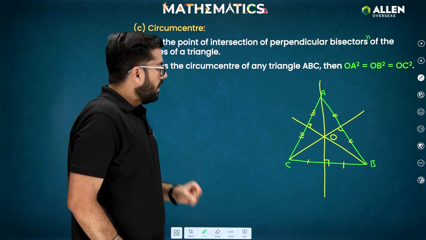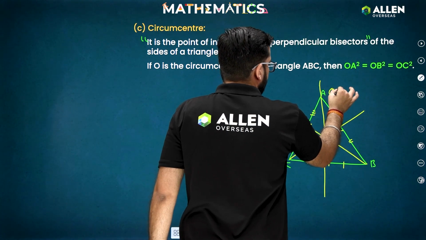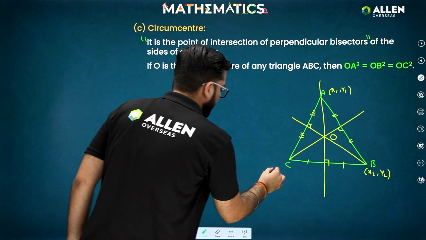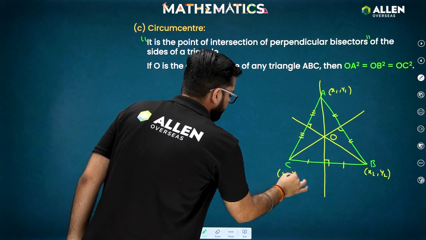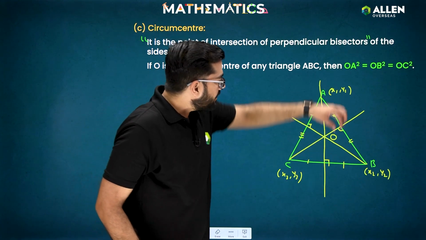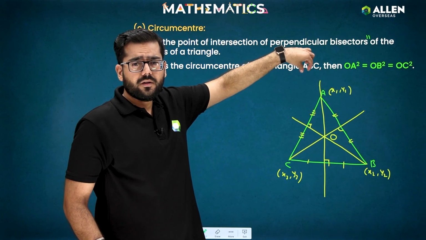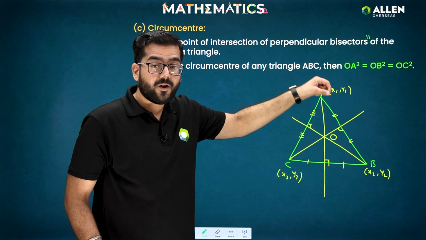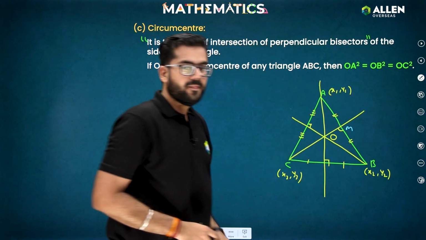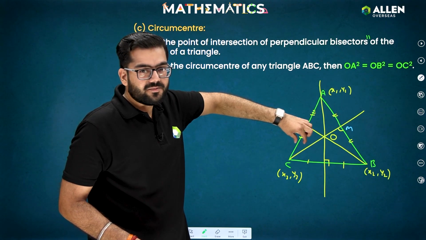Listen to me. Initially you have the vertices of ABC, that is x1 y1, x2 y2 and x3 y3. Now you have the slope of AB, because you have 2 points, so you can find the slope of AB. Now let's say this is M. C to M is a perpendicular as well as bisector.